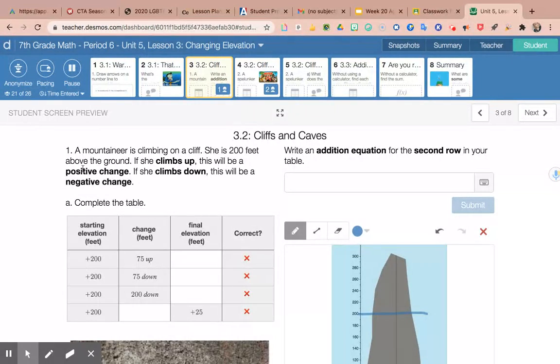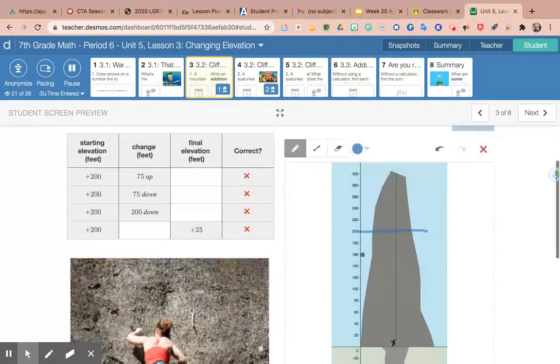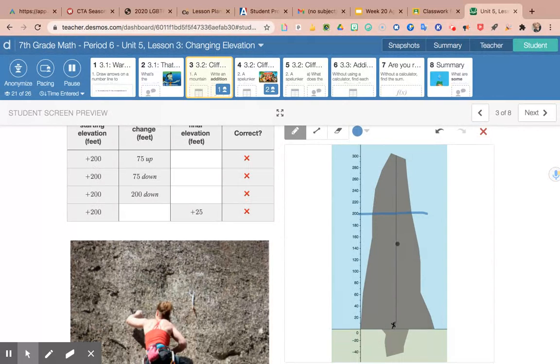So up is going to be adding a positive. Down is going to be adding a negative. So hopefully you understand that. Up is adding positive. Down is adding a negative. Complete the table. So she's at 200. And if these don't make sense to you in your head, look at the picture.